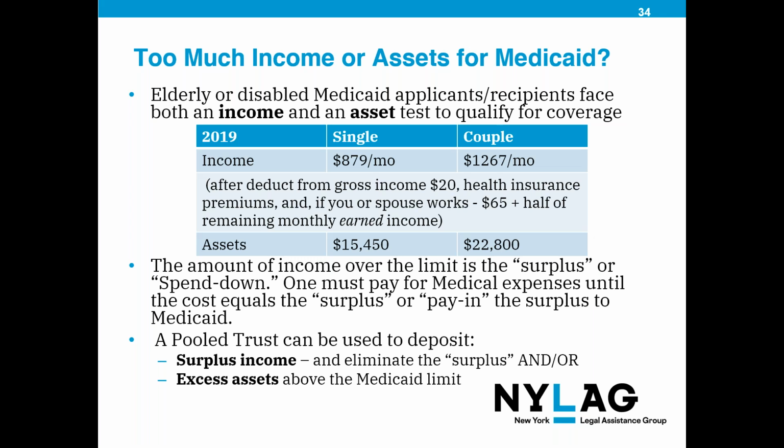And for this group, if they have income over the limit, they can spend it down. And that's why we talked about pooled trusts as a way of eliminating that spend down. And a pooled trust can also be used to deposit excess assets above the Medicaid limit, and an individual trust if you're under 65.